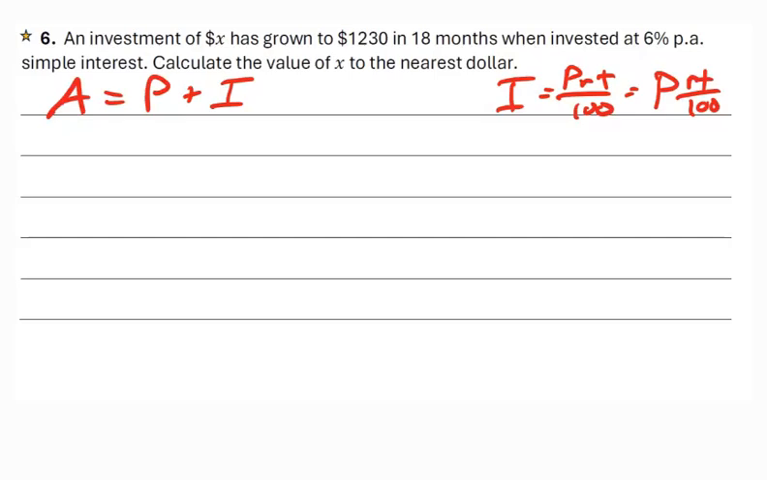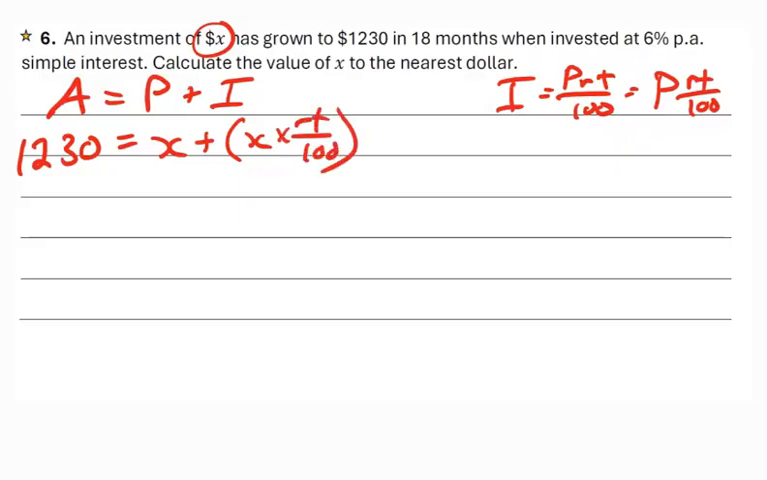So what do we know? We know that the total amount is 1230. We know that this is X dollars. So that's what we're trying to figure out. And to that, we're going to add the interest. So the interest is going to be, let me just work it out for you, X, the principal, times the rate, times the time over 100.